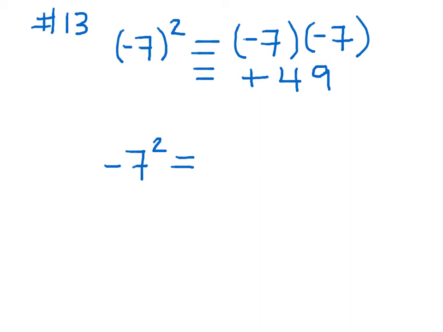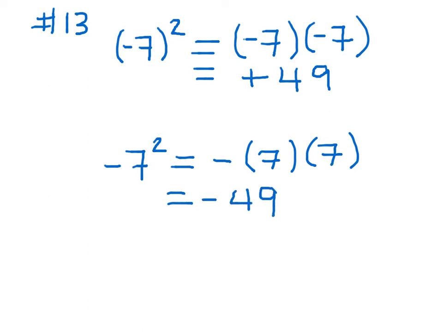Now, if I don't have the parentheses, I have to be a little bit careful, because order of operations says, since this isn't in parentheses to do first, I'm going to raise this to the power first, and then I'm going to take the opposite of it. So let's go ahead and do that. That means I'm going to have the opposite of 7 times 7. Well, 7 times 7 gives me 49. And then I take the opposite of it. So this time, instead of getting positive 49, I get negative 49.